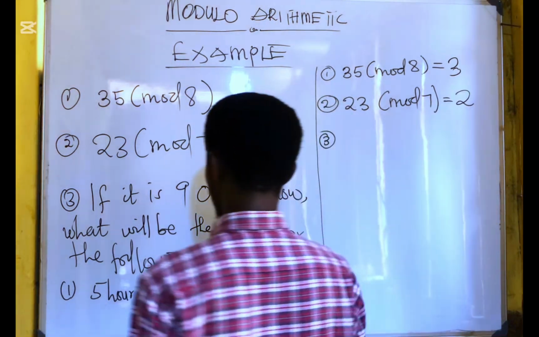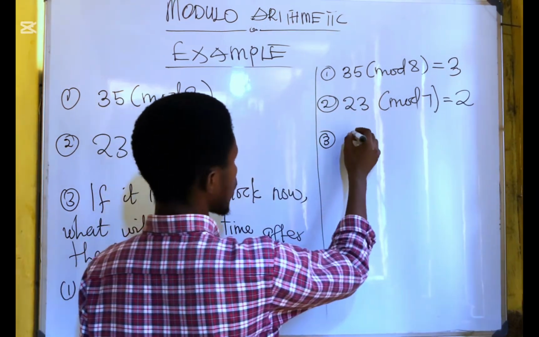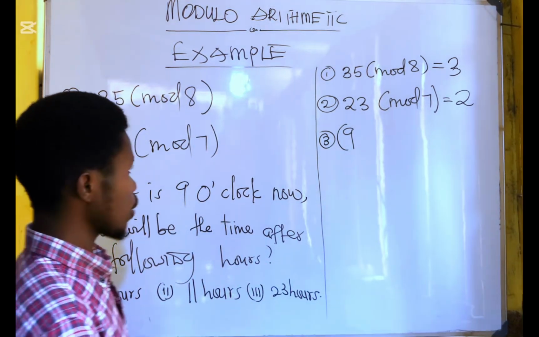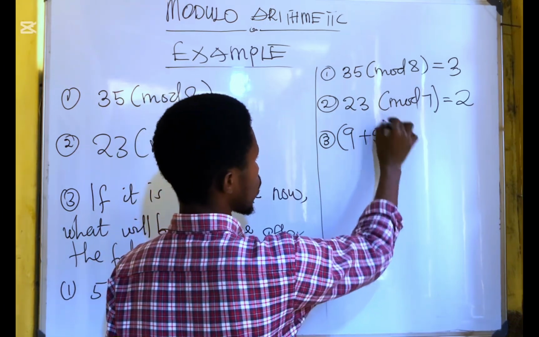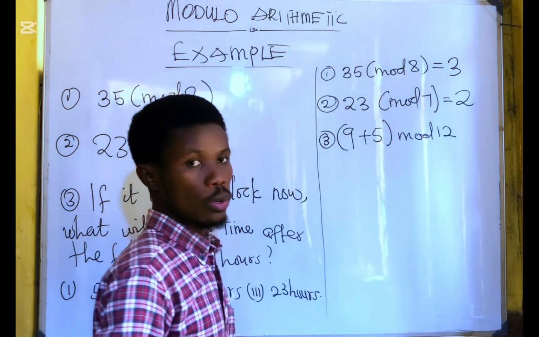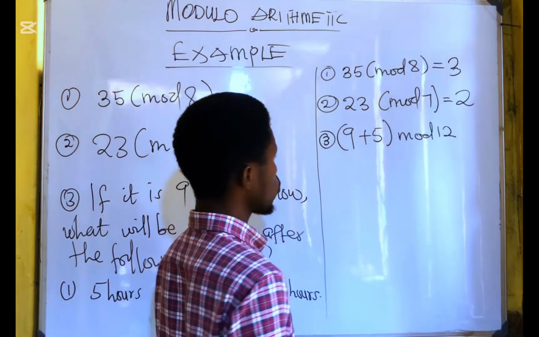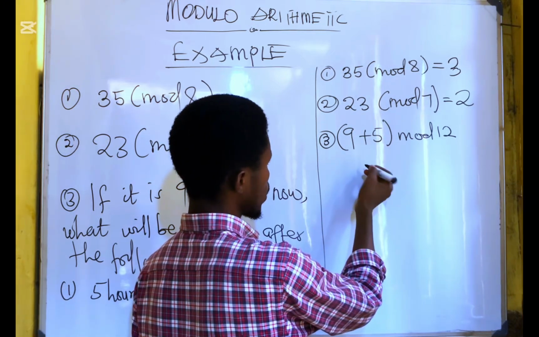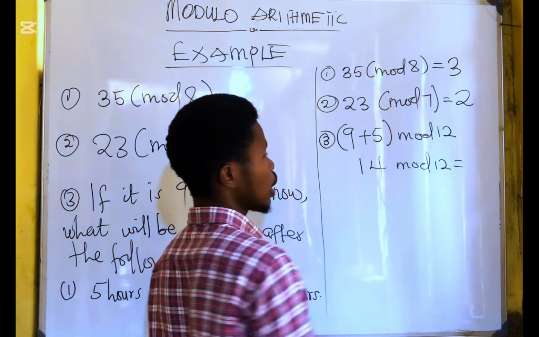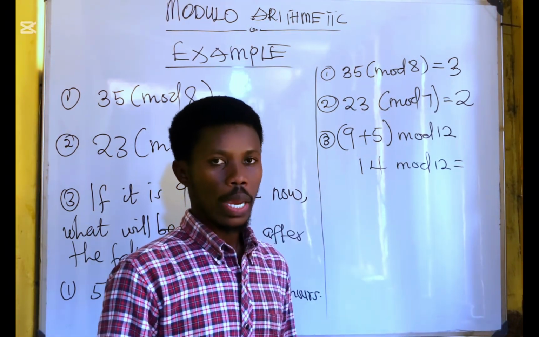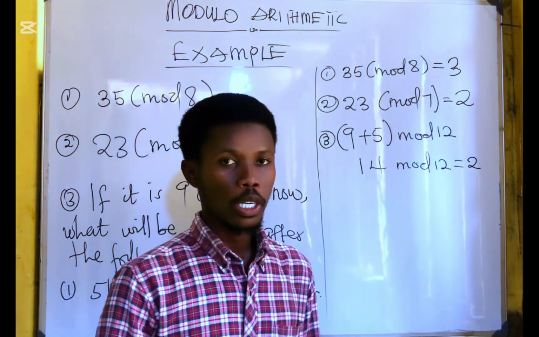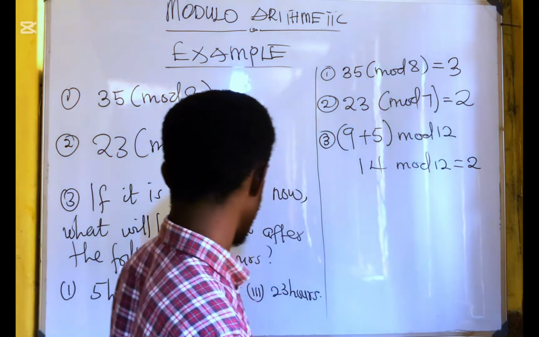So let's look at it. So this is how we go about it. 9 o'clock now. So if you want to get after 5 hours, you just add 5 to the 9 o'clock, and you are operating it under mod 12. Now 9 plus 5, here you operate them first. So 9 plus 5 will give you 14, mod 12. Is that okay? Now 12 can go into 14 one time. Remainder 2. So that will be 2 o'clock or 2 hours. Is that okay? So that's how we do it. Yes. Now we move on to the next one.